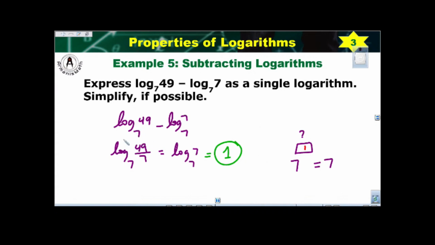For example, you could think of this one as its own chunk. So what would take me from 7 to 49? 7 raised to what power gives you 49? Here we go, 7 to the 2nd. So the value for this is 2. How about this one here? From 7 to 7, we just talked about that. That's 1. 2 minus 1 is just a 1.